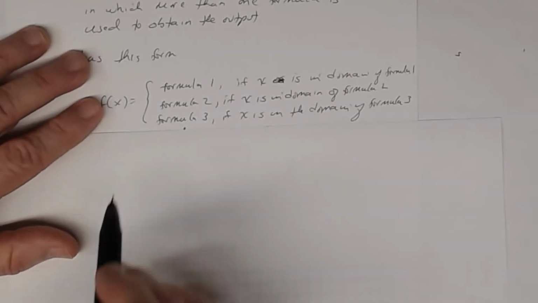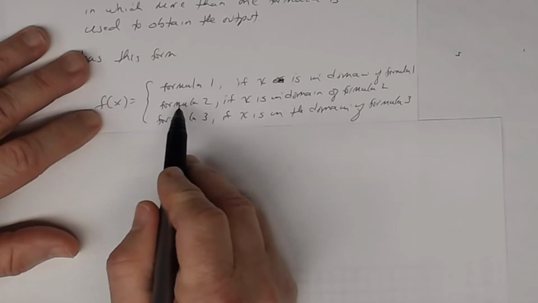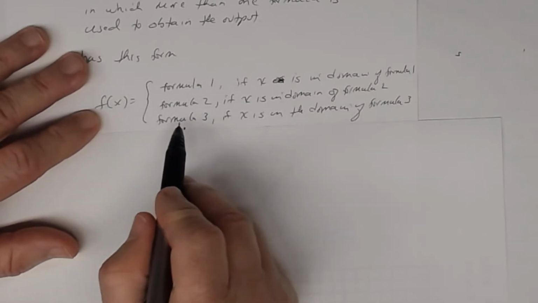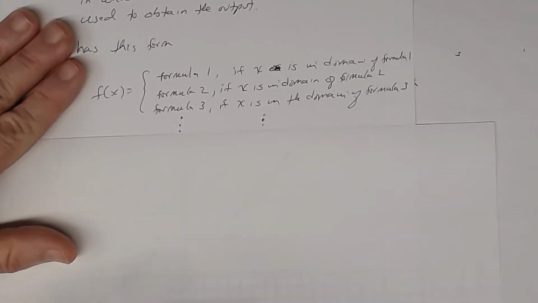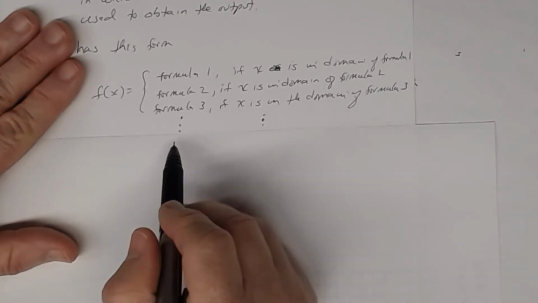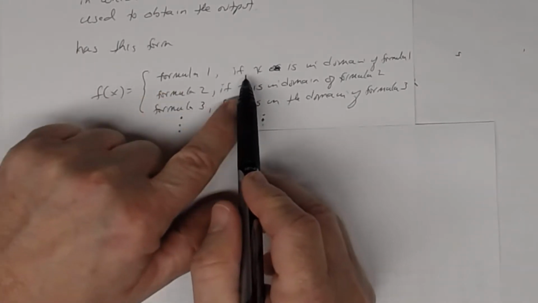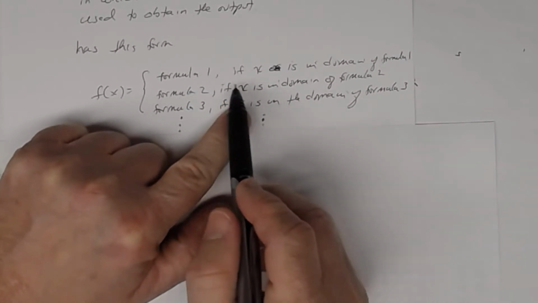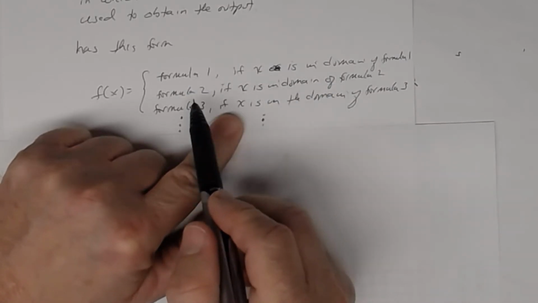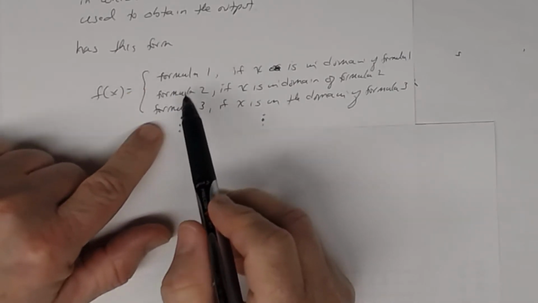You have a function, and then you'll have some expression or formula for the first one, and then some expression or formula for the second one, and then some expression or formula for the third one, and so on. You can have more than three. And right on the side of that first one, you'll be given the domain for that first formula, and then the domain for the second formula and the domain for the third formula, and so on. So it looks something like this.